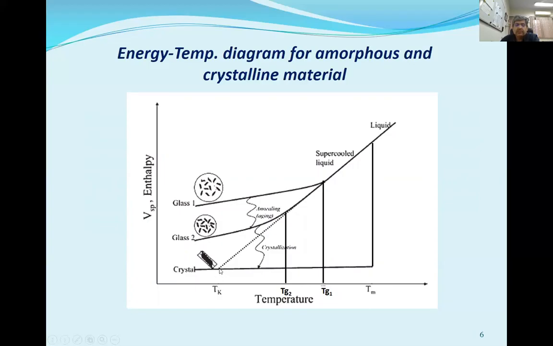So this is one argument: if this deviation does not take place at a particular point, the glassy state will have negative enthalpy with respect to the crystalline state, which simply means that the glassy state will now have an enthalpy which is lower than that of the crystalline state.